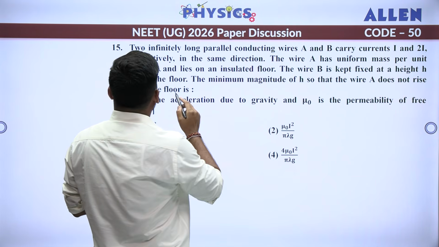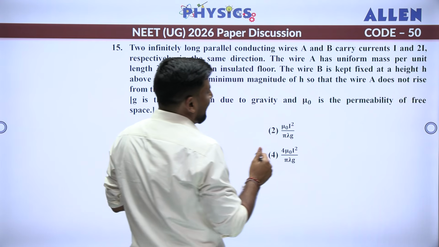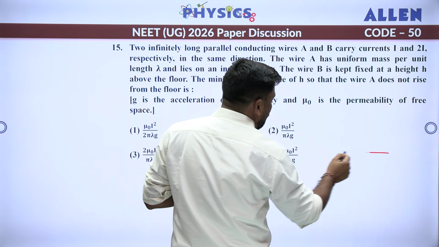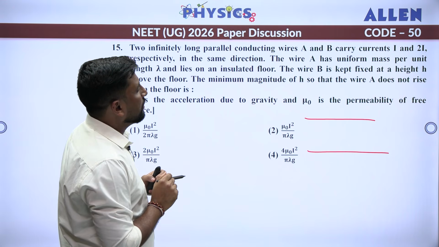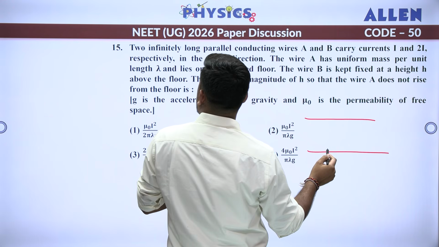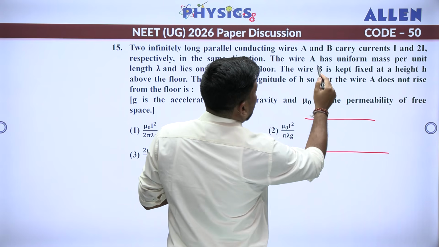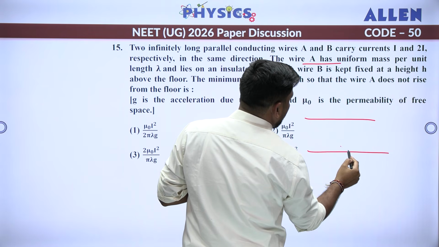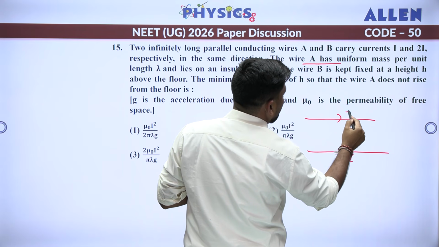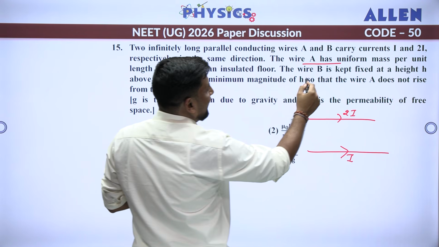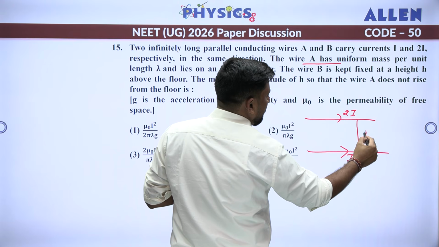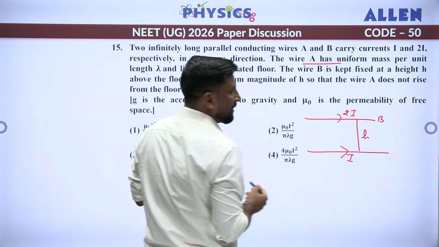Now if you talk about question number 15, they have given the information here that there are 2 wires, both carrying the current in the same direction. A has current I and B has current 2I. Again they are saying that B is kept fixed at some height. So this is B, it is kept fixed at some height.